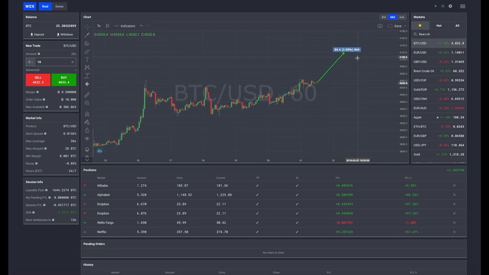So how does leverage enter into this? Well, you remember that in this position, you only invested 0.5 Bitcoin. You didn't invest 10 Bitcoin. The real balance is just 0.5 Bitcoin.